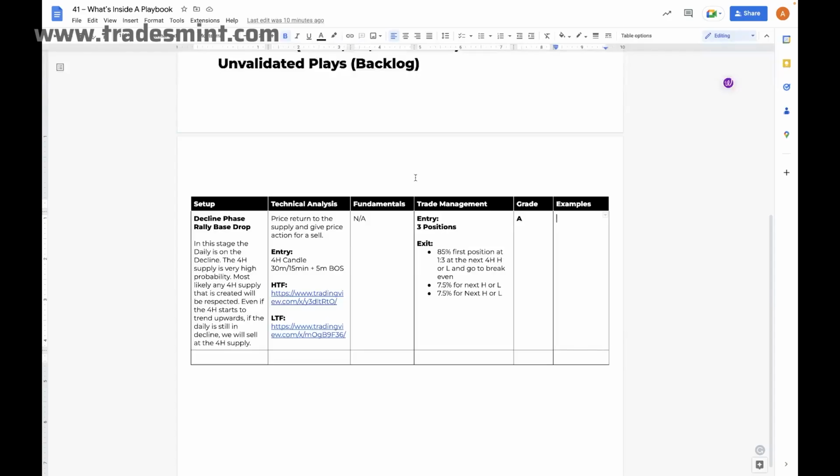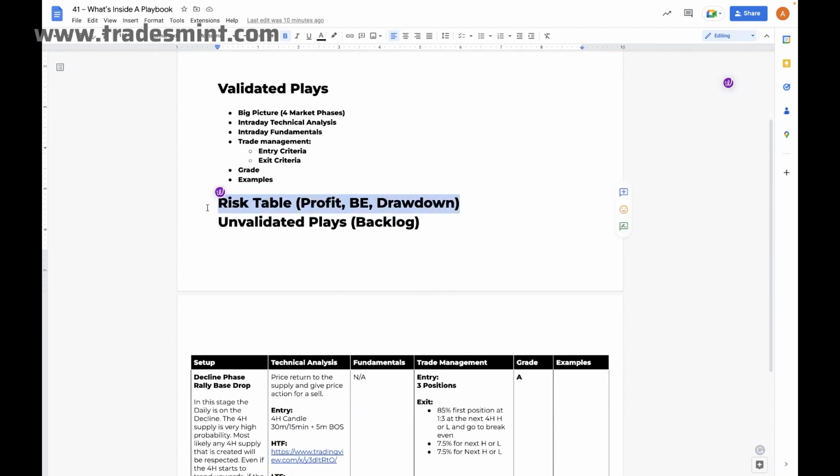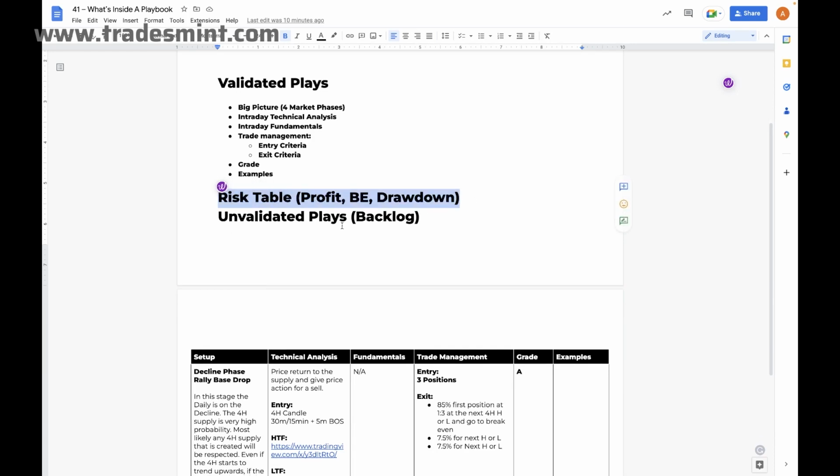So why don't you go ahead? Your assignment is to do this. Create your first playbook. I've already shown you the risk table in the risk management section, so watch that section for creating the risk table. And then the unvalidated plays. When we get to how to validate a setup, we'll talk about your unvalidated plays.